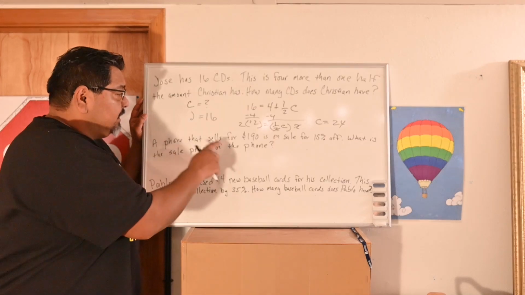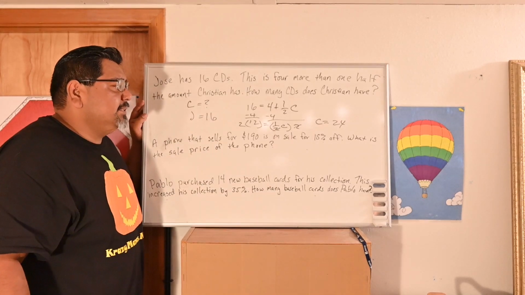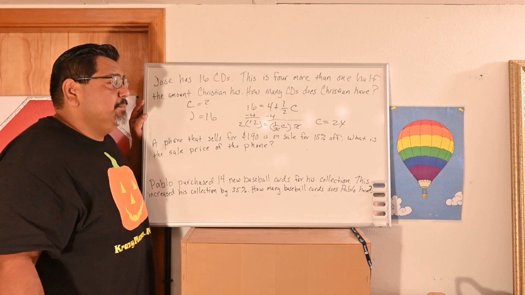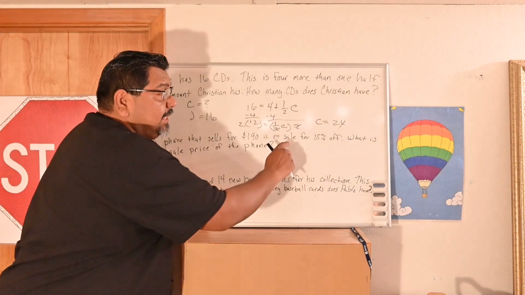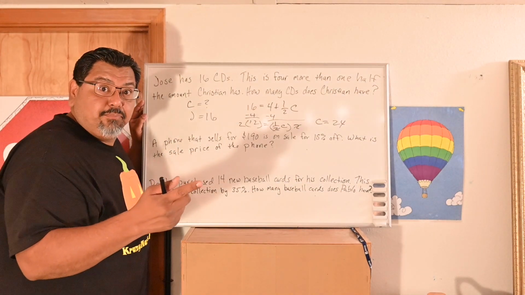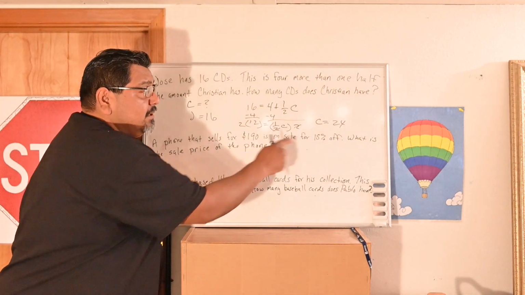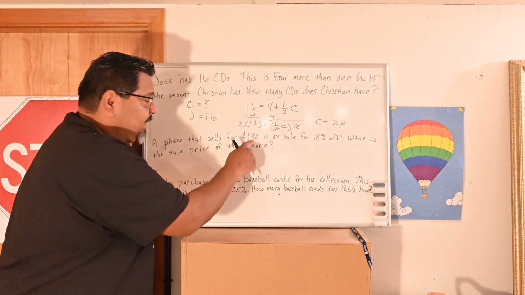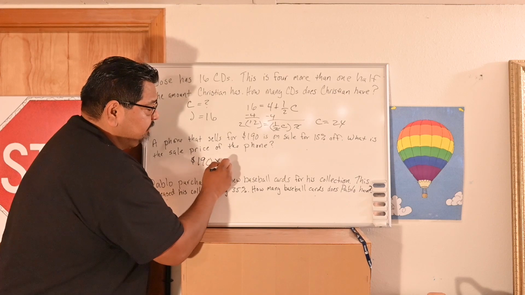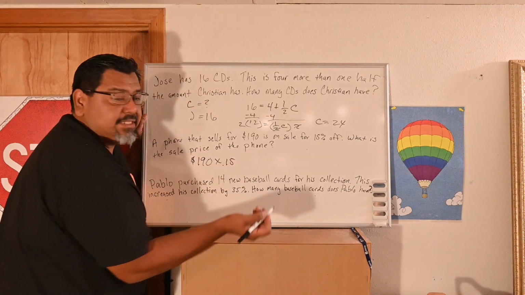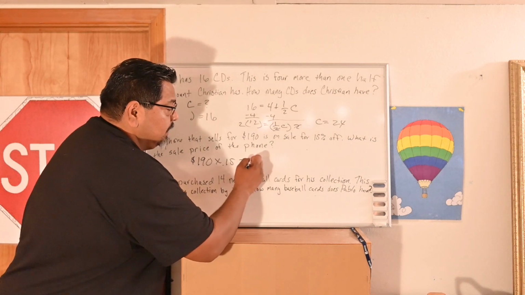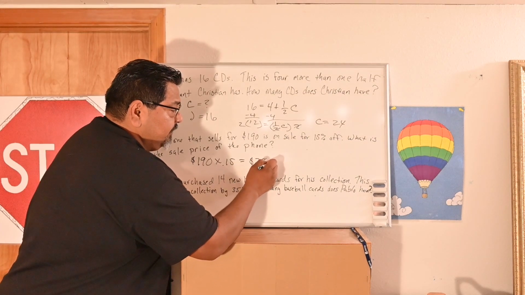Now the next one says, a phone that sells for $190 is on sale for 15% off. What is the sale price of the phone? So when we say sale and off, we're looking for subtraction. But first we have to find out what is 15% of the 190. So when we do 190 times 15%, and I just put the decimal in there because we know 15% is 0.15, we get $28.50.